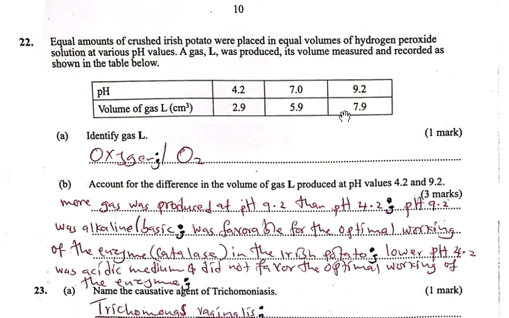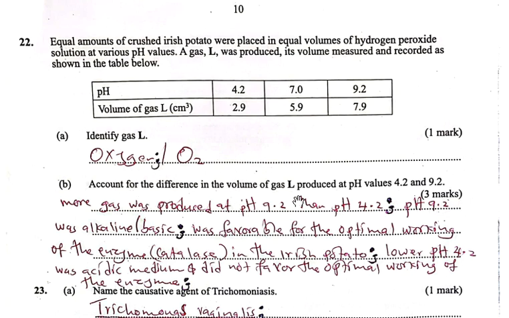When you compare, the volume of gas is highest at this pH, which is alkaline. But identify gas L. Gas L is oxygen, and this is because hydrogen peroxide is broken down to produce oxygen and water, and this is catalyzed by enzyme catalase found in the Irish potato.